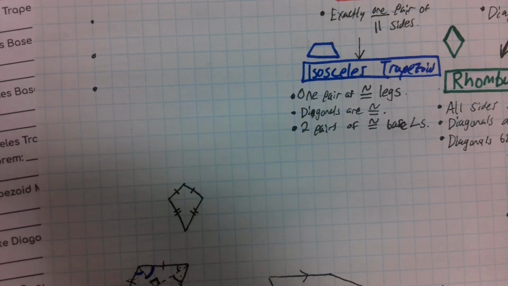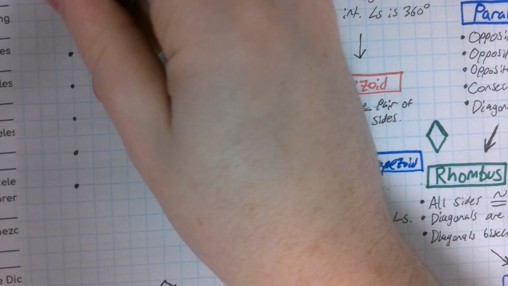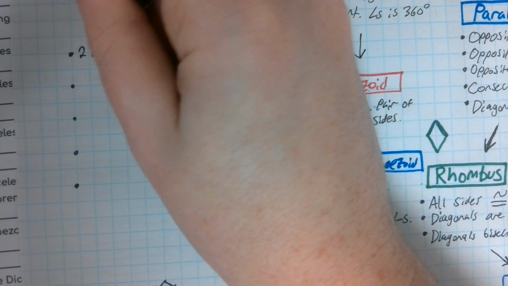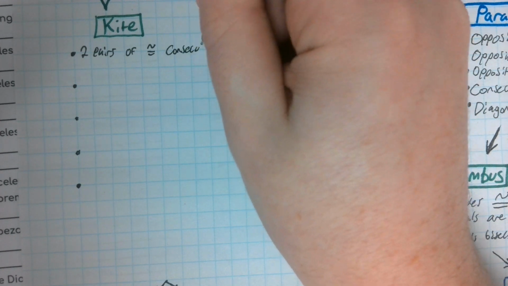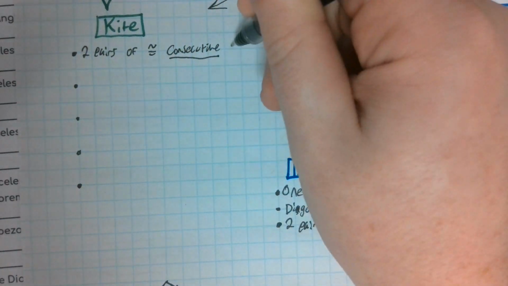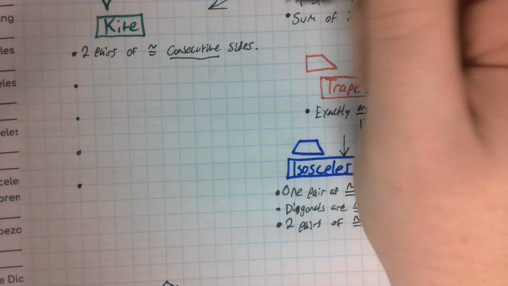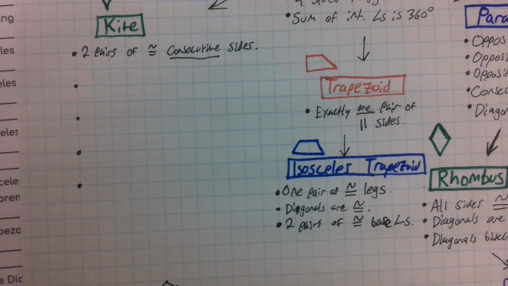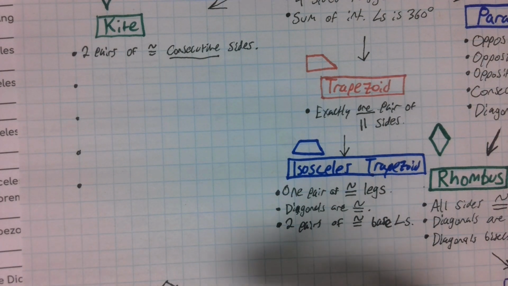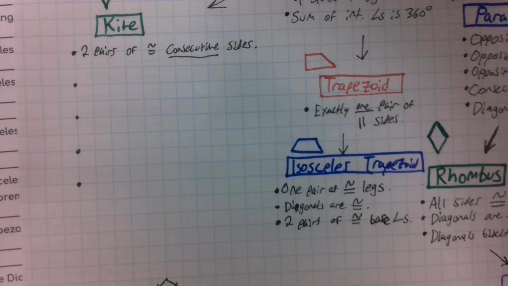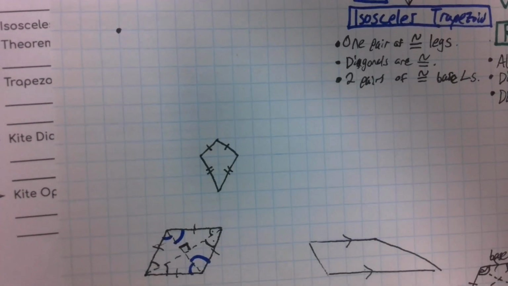We say that we have two pairs of congruent consecutive sides. So the sides that are congruent must be next to each other, not opposite each other. Another thing that we notice about kites is this. When we take a look at a kite, and we split it up into diagonals.